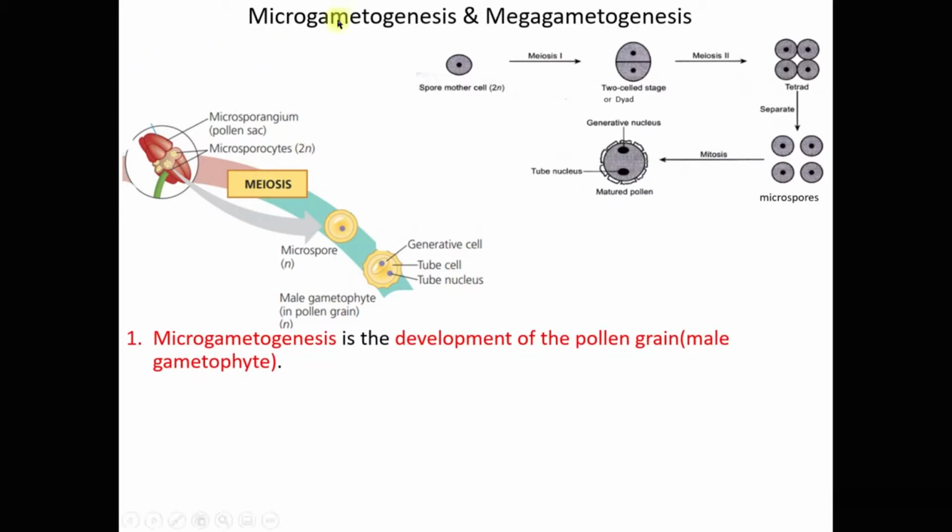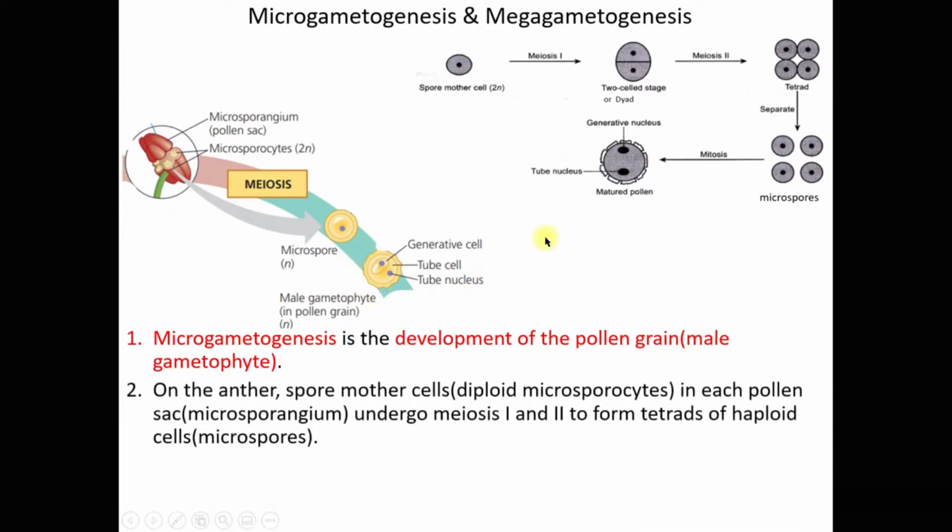Here you can see this picture shows how this male gametophyte looks like. Now, this microgametogenesis occurs on the anther, the anther of the male plant. Some plants have both male and female reproductive systems in one plant.